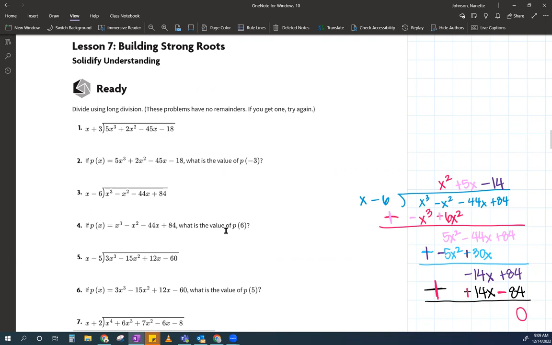So how does this number 3 relate to number 4? Well, if you remember, we talked about what the remainder actually means. And the remainder actually means it's the value of P of 6. It's the value of your root, right? So if your root is 6, then its factor is x minus 6.